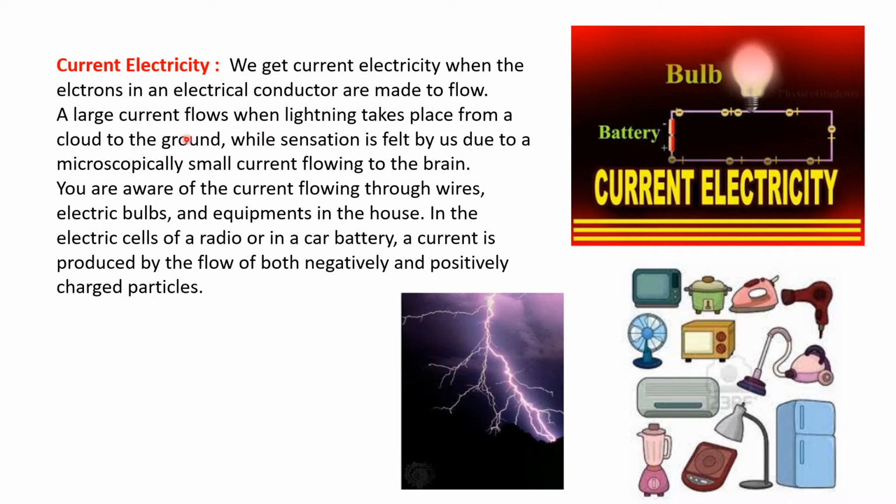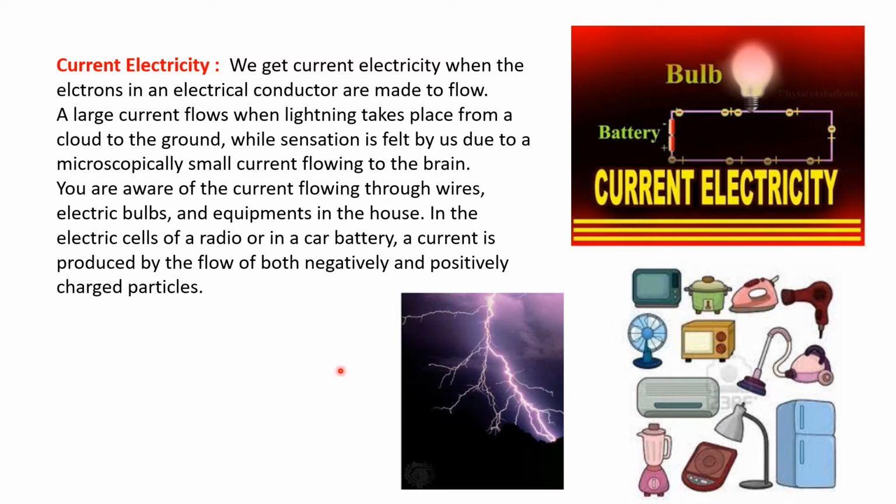A large current flows when lightning takes place from a cloud to the ground. See, during rainy season, there is lightning in the sky. That time, a large current flows from cloud to the ground. While a sensation is felt by us due to a microscopically small current flowing to the brain.